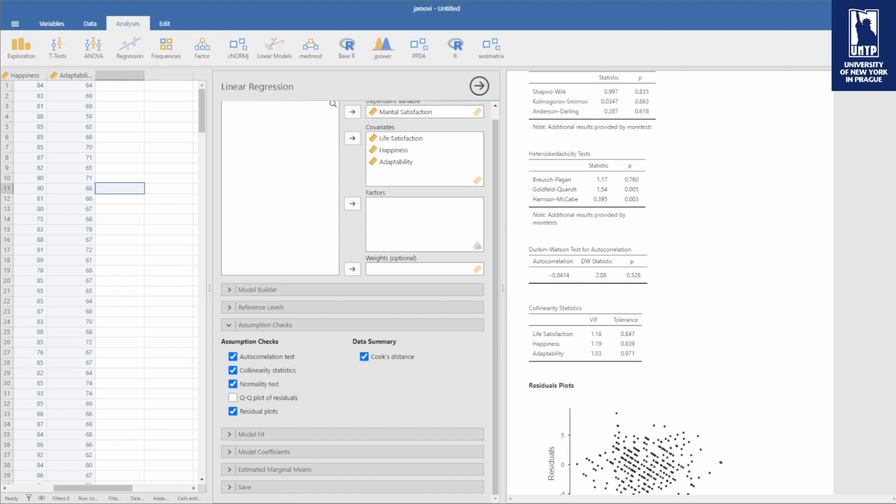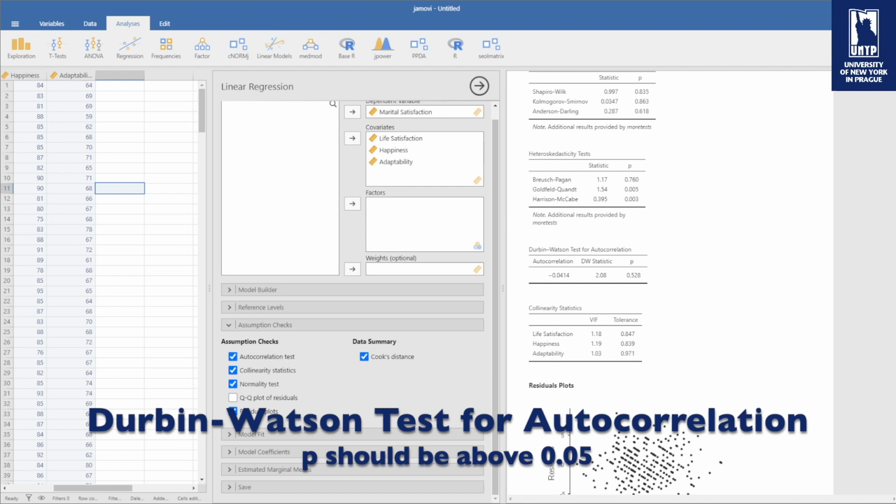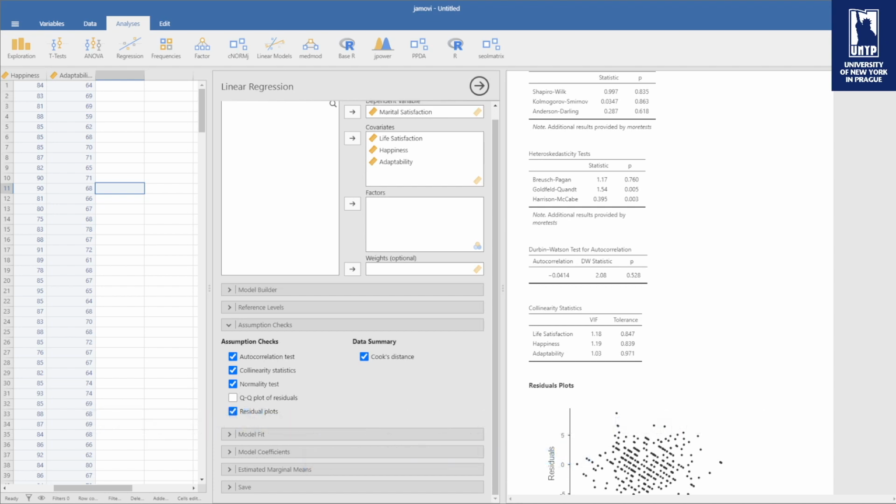So how do we interpret the Durbin-Watson test? Very simple. P should be above 0.05 as for the Shapiro-Wilk test of normality, so in this case it is fine.